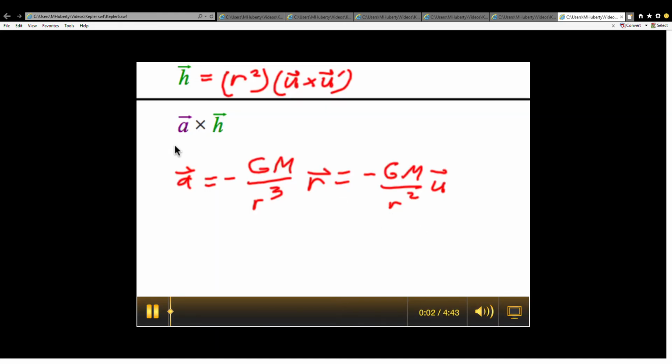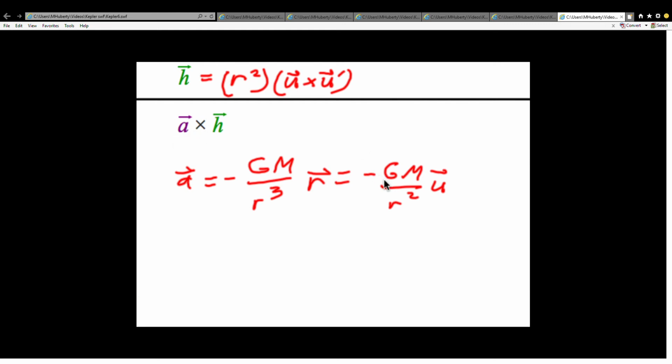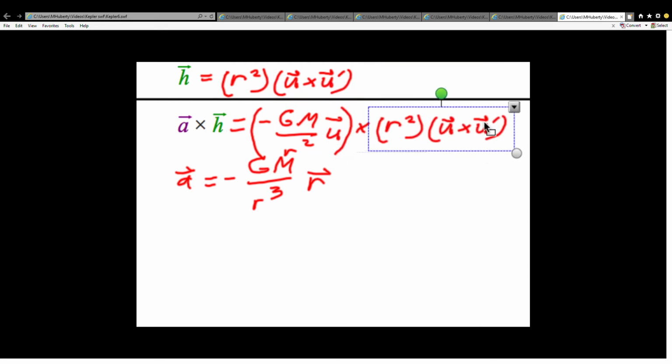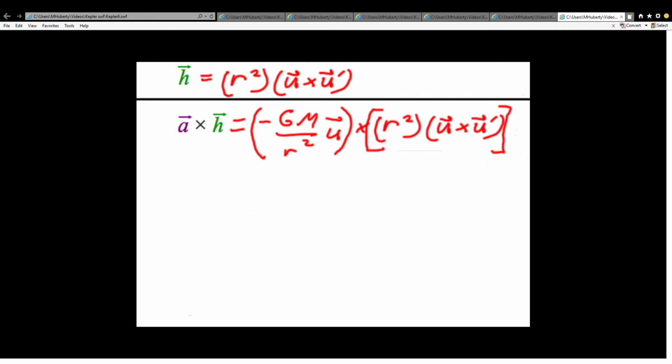All right, so we're going to take this cross product of A cross H. So here's our acceleration vector, there's the A. And then we're going to take a cross product of that with the H vector, and actually we're going to replace that with the R squared scalar multiplied with U cross U prime. So it's all of that. All right. So we get all of that stuff now.